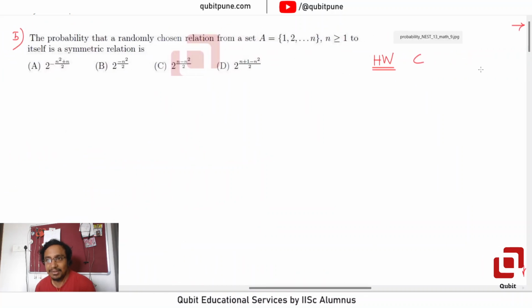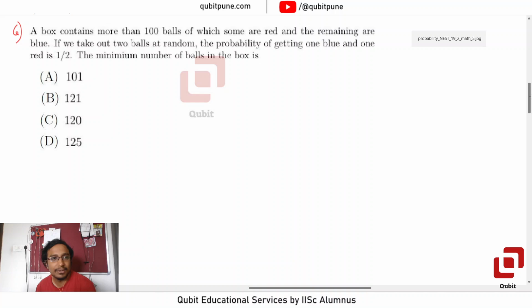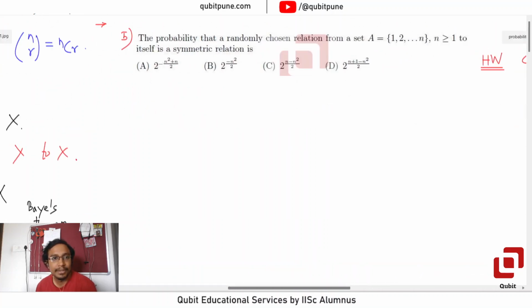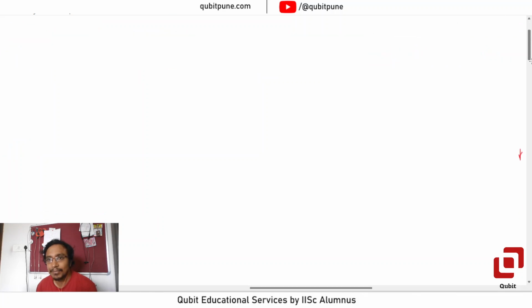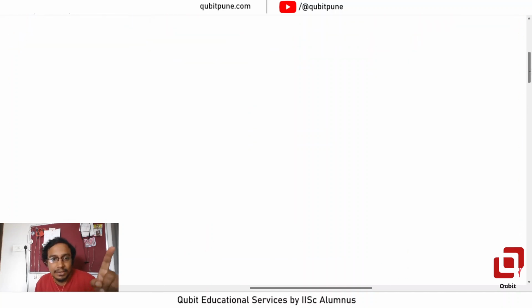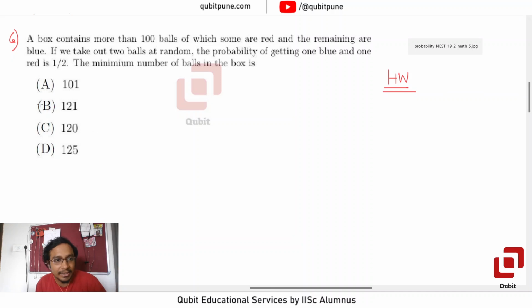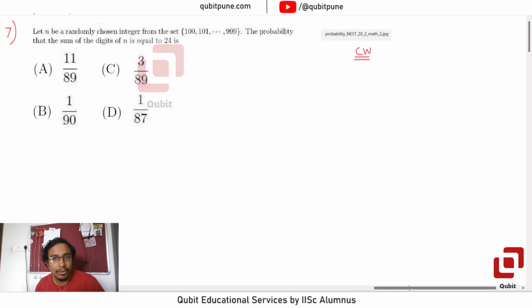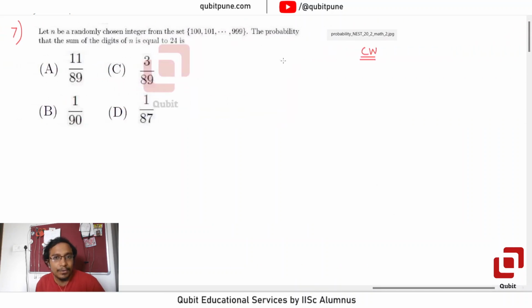Okay, please take this question as homework. And anyway we are running out of time. Okay, I'll do one thing. I will give you these questions as homework. Okay, there are 3 I suppose. 1, 2, the answer to this is B. And this too, you will probably be able to do it: probability that sum of digits of n is equal to 24. So we have to find the solutions for this.